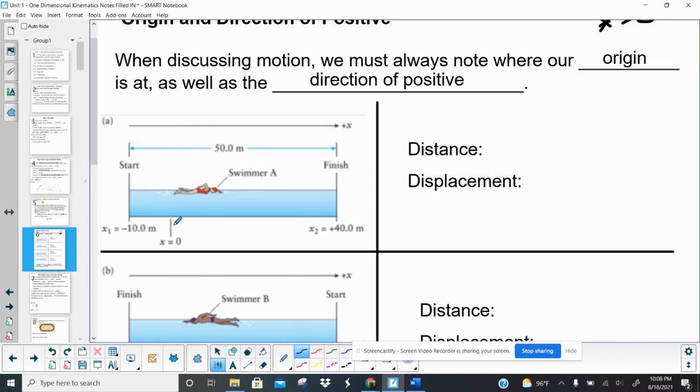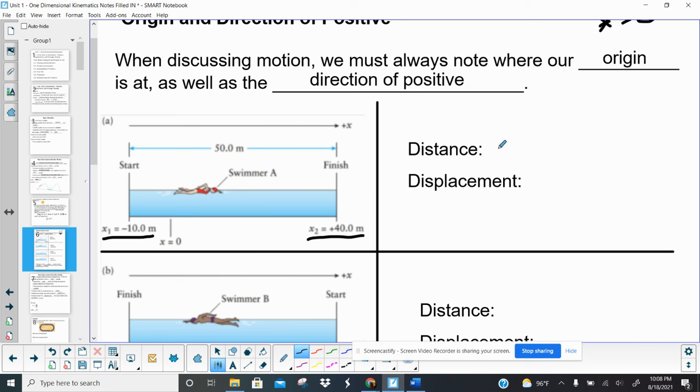So for A, notice that they chose x to be 0 right here on the left side. Now, that's x equals 0, that's our origin, our reference point. However, our starting point, x1 over here, is at -10. Our ending point over here is +40. So if I'm going from -10 to +40, what is the distance I traveled?